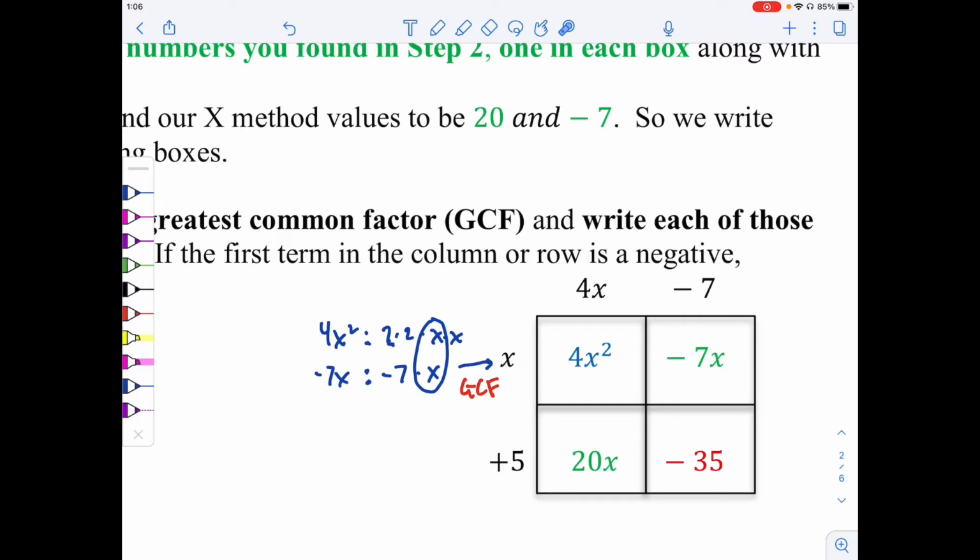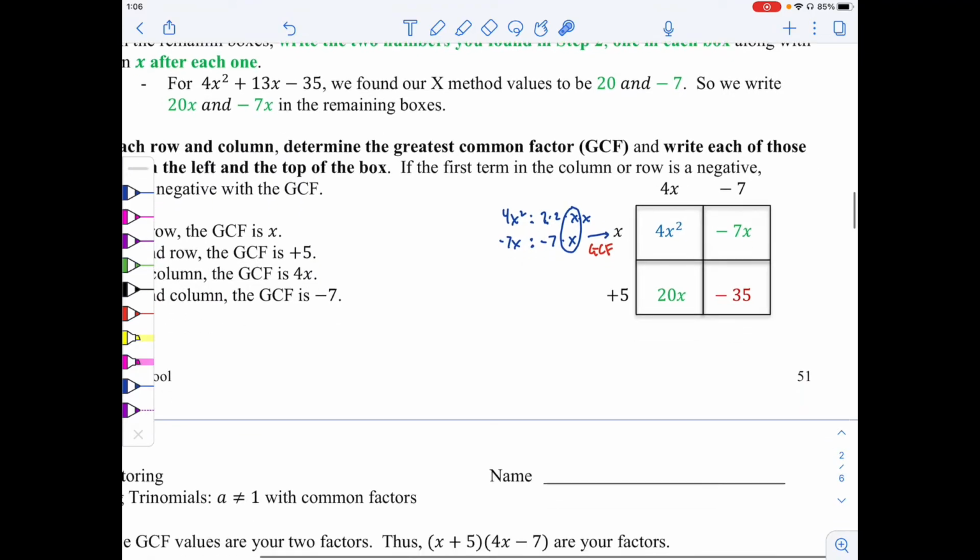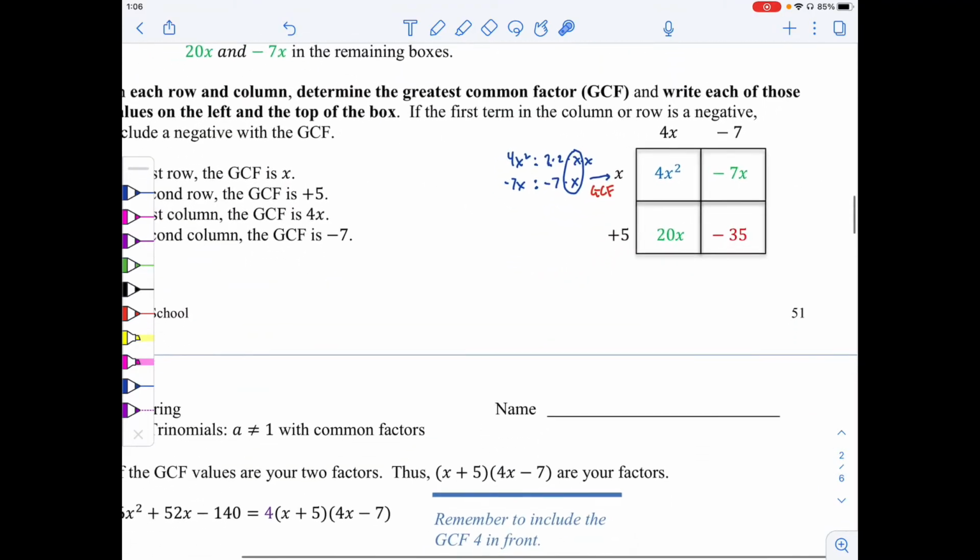So we know x, in order to get 4x squared, we have to multiply by 4x. So 4x squared, that's 4x. This has to be negative 7, so we get negative 7x. And if this is negative 7, and this is negative 35, this has to be positive 5. That's the only way to multiply to get negative 35. And now we have all our factors right there. And that's our solution: x plus 5, 4x minus 7.